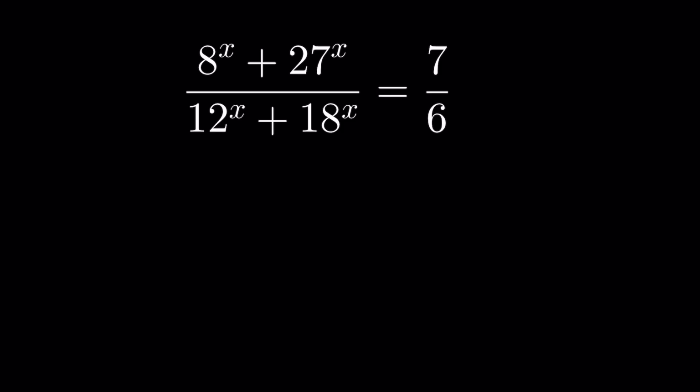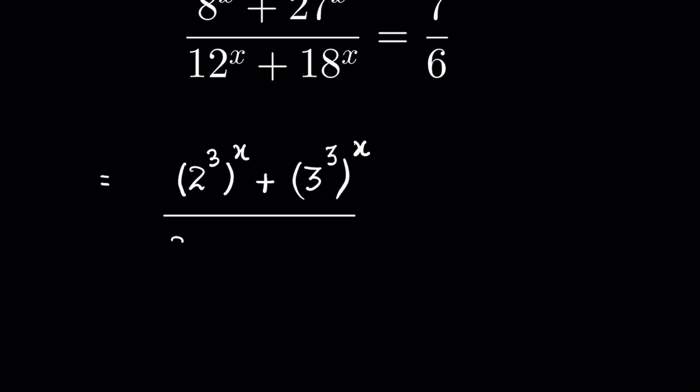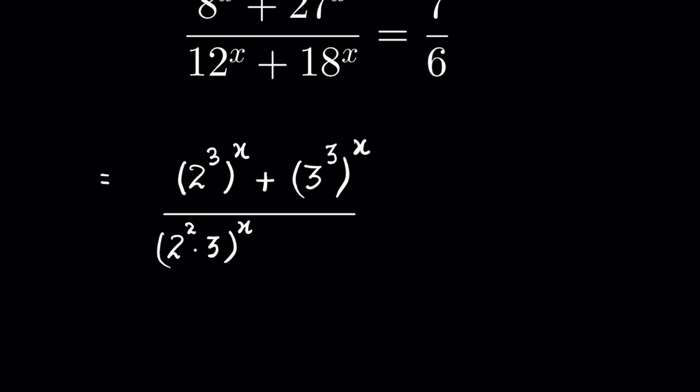8 to the power x plus 27 to the power x upon 12 to the power x plus 18 to the power x is equal to 7 upon 6. Solve for x. So 8 we can write as 2 to the power 3, whole to the power x, plus 27 is 3 to the power 3, whole to the power x, upon 12 is 2 square, that is 4, times 3 to the power x, plus 18 as 3 square times 2 to the power x.